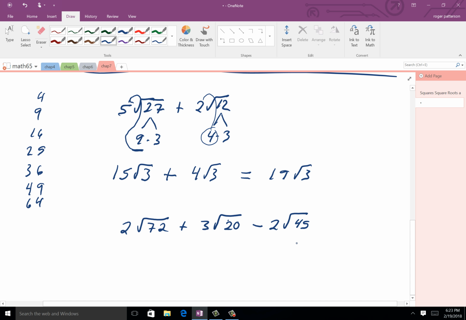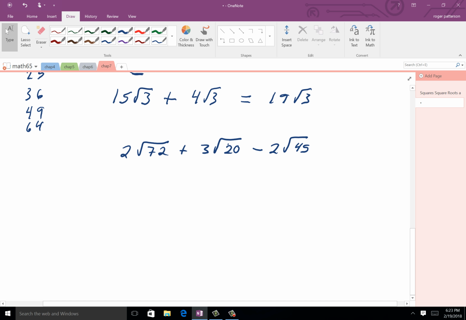Okay, let's try this one out and see what happens. So what about this? Now, obviously, we've got to simplify these things first before we can do anything. So 72, what's the largest one that's going to go into there? 36 is going to go in there. 2 times, good. Okay. So then, what's this going to change to?